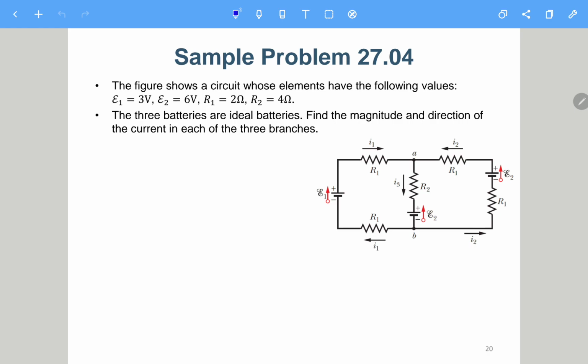Okay, so here we have another sample problem. The figure shows a circuit whose elements have the following values: E1, E2, R1, R2. This looks a little bit more complicated. The three batteries are ideal batteries. Find the magnitude and direction of the current in each of the three branches. So altogether we have I1, I2, I3.